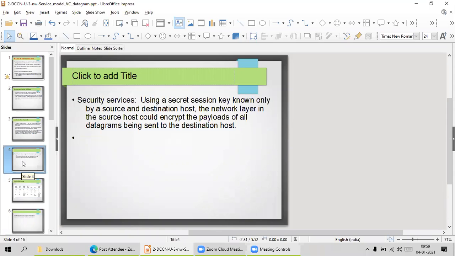That means with the help of we need to have a session key, a secret session key, that is a private key, which can be encrypted at the sender end and decrypted at the receiver end of that particular datagram. Every datagram must be encrypted and decrypted with the security services at both ends with the help of the network layer model.